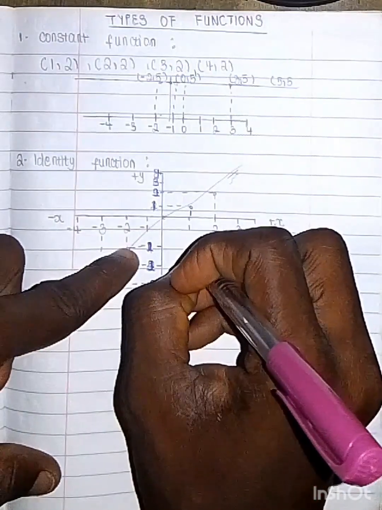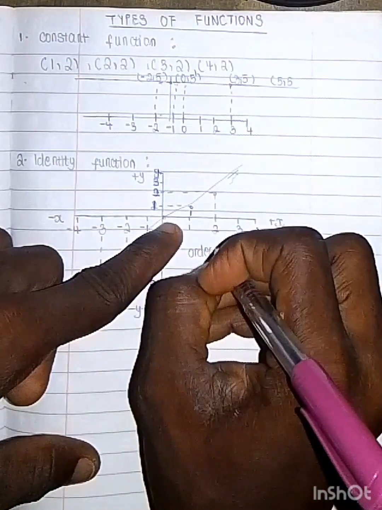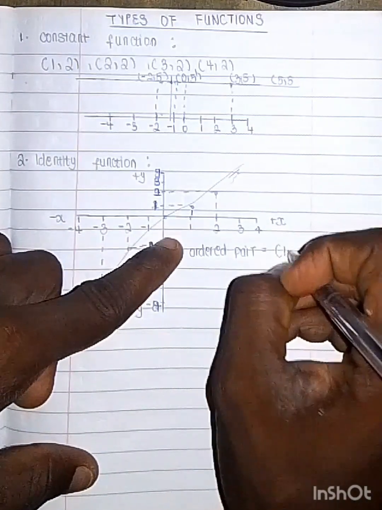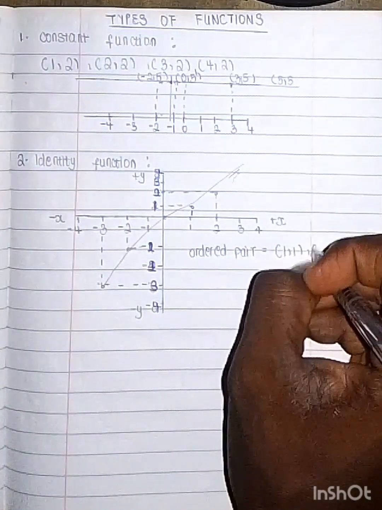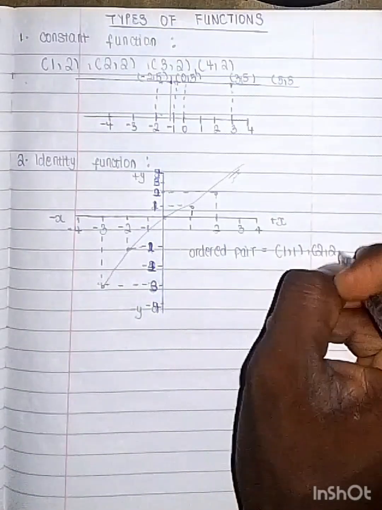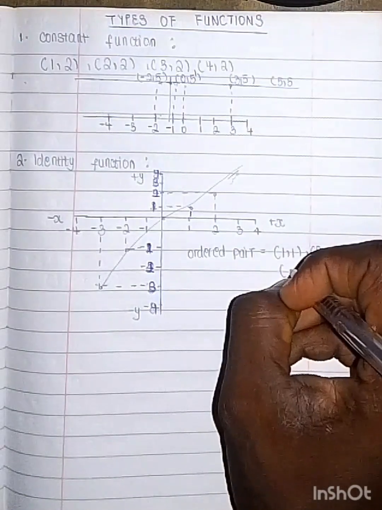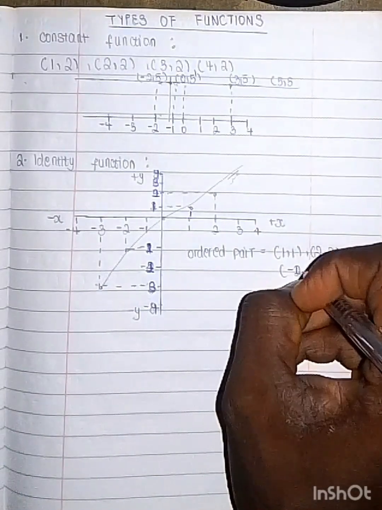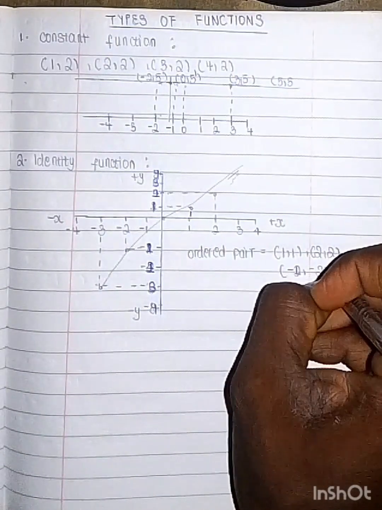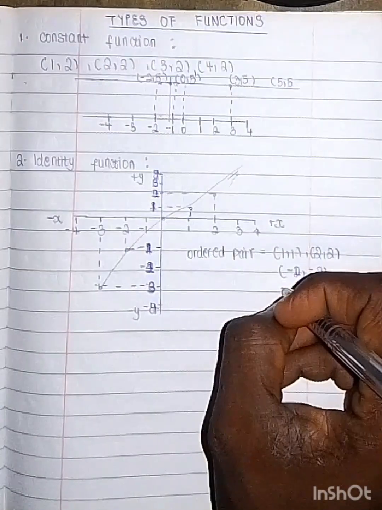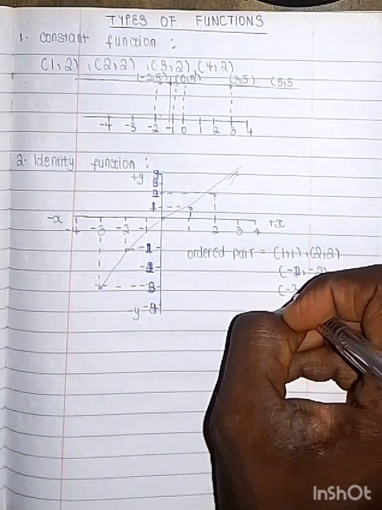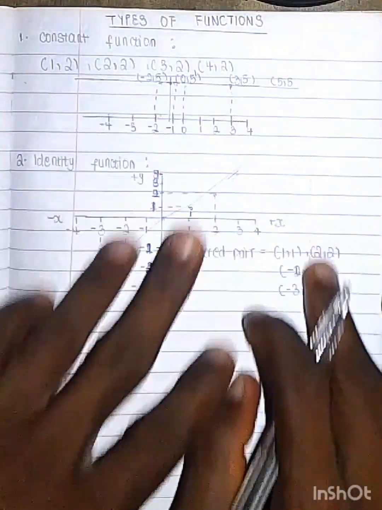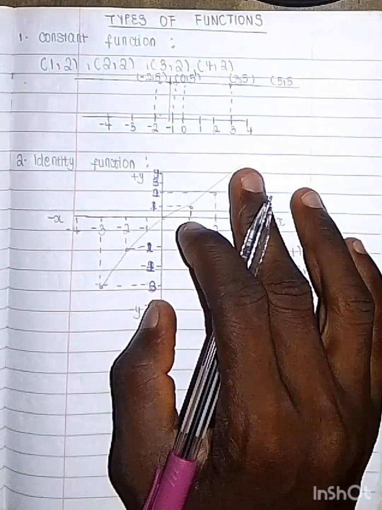Now this will be the ordered pair. The ordered pairs here are (1, 1), (2, 2), then we have (-2, -2), then we have (-3, -3). This is an identity function.